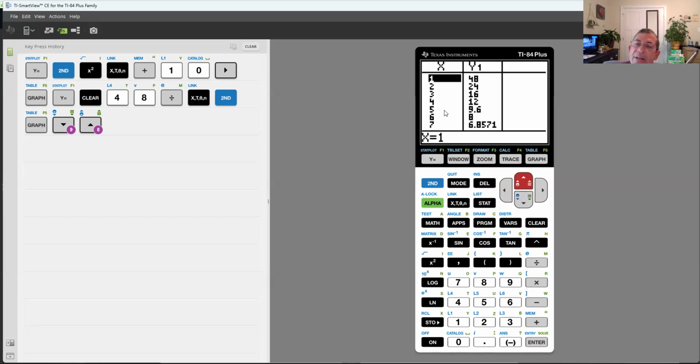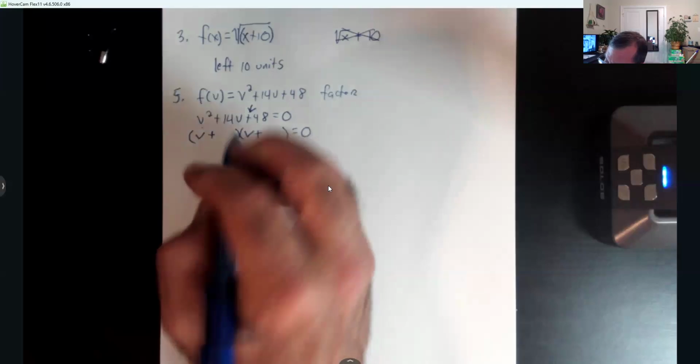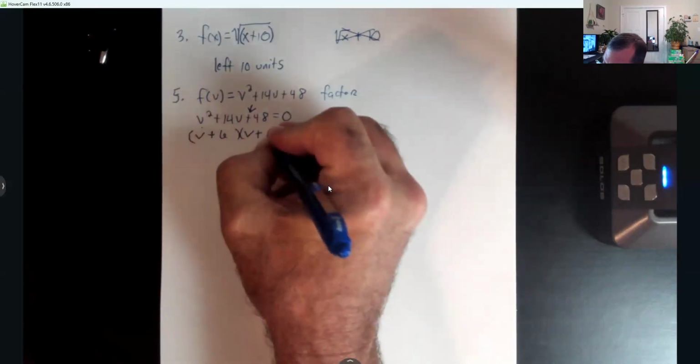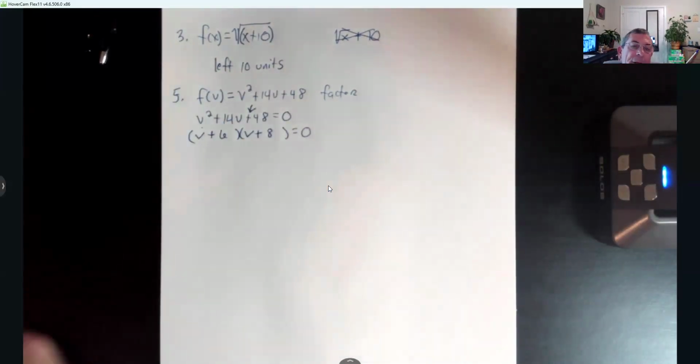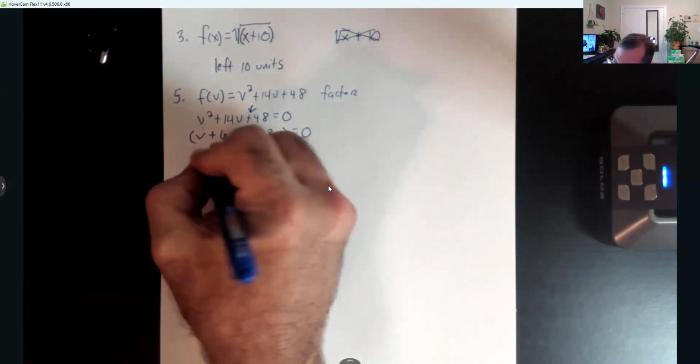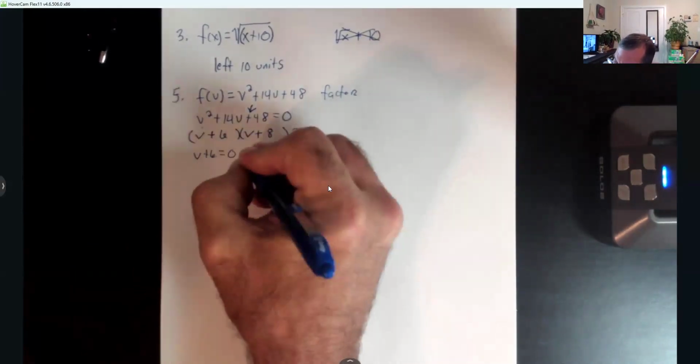So the pair of factors that'll add to get 14 are going to be 6 and 8. 6 times 8 equals 48. 6 plus 8 equals 14. So that's the numbers I needed. So I would put in my 6 and 8. And y'all remember to finish it off, you set both of those equal to 0 and solve.